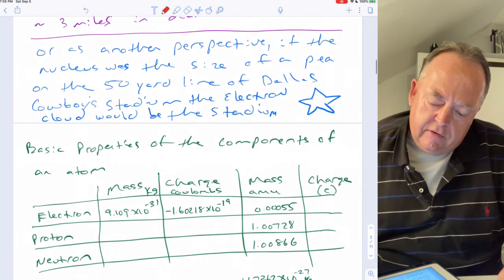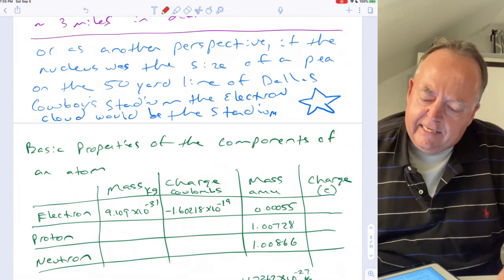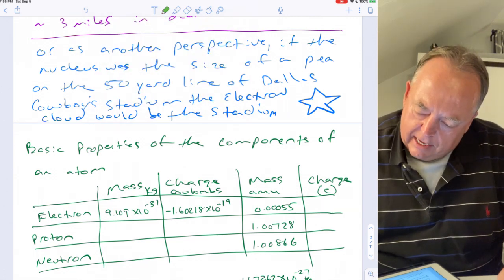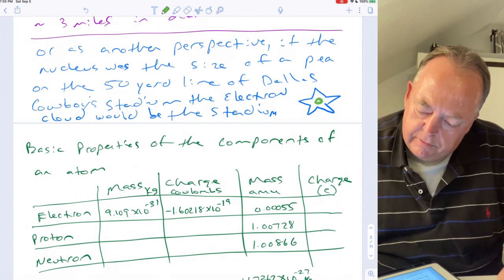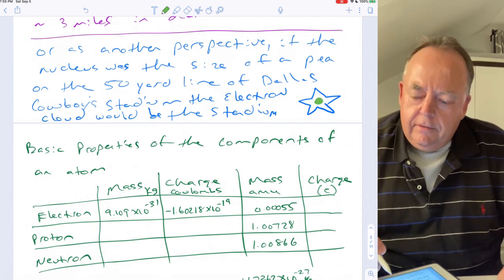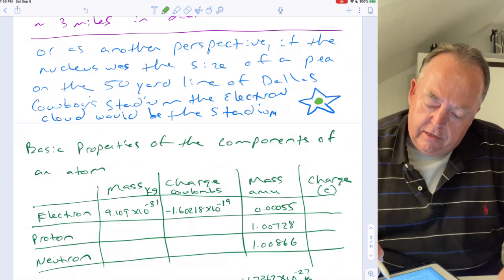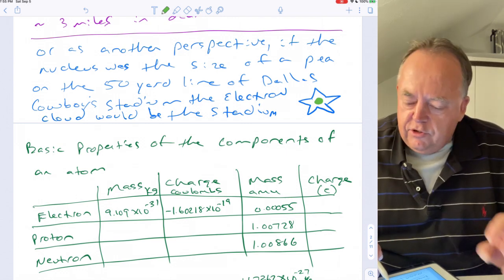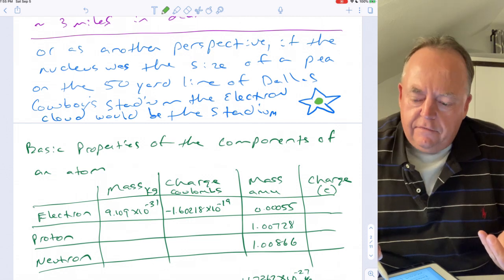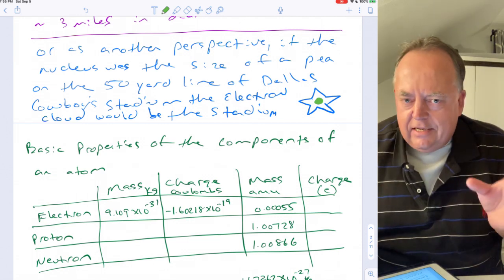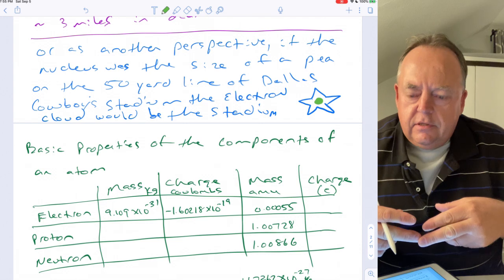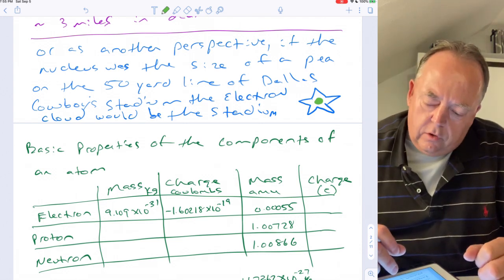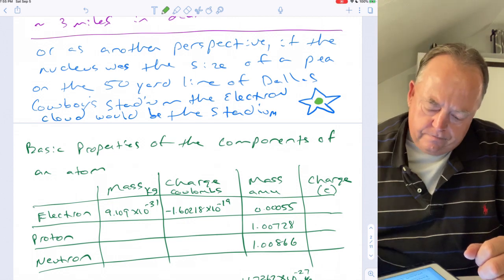Or as another perspective, if we scaled the nucleus up to the size of a pea, and we went to the Dallas Cowboys football stadium, and we put that pea on the 50-yard line, then the electron cloud would be the stadium itself. So the electrons could be anywhere in that stadium except in the nucleus, because in the tiny, tiny pea is only the protons and neutrons.